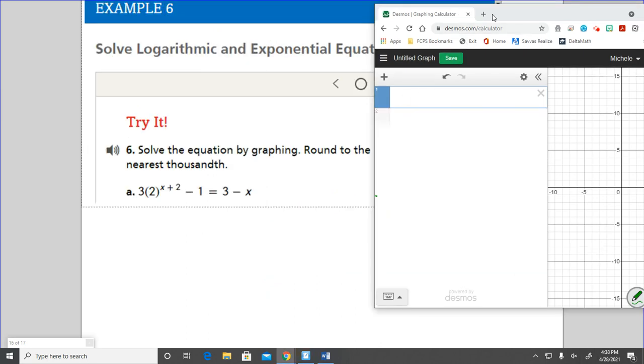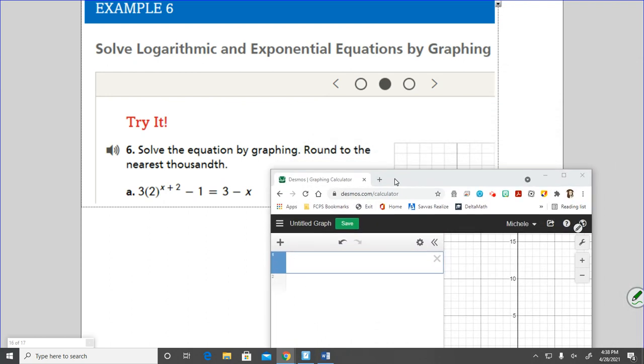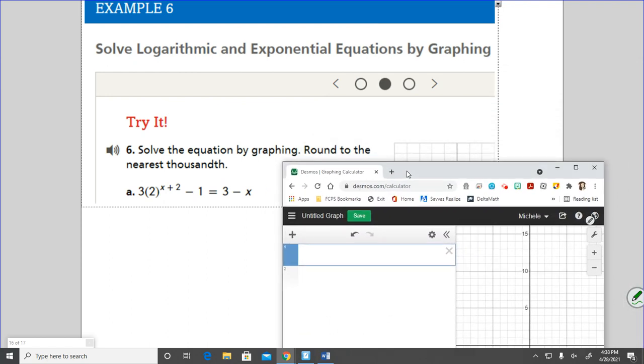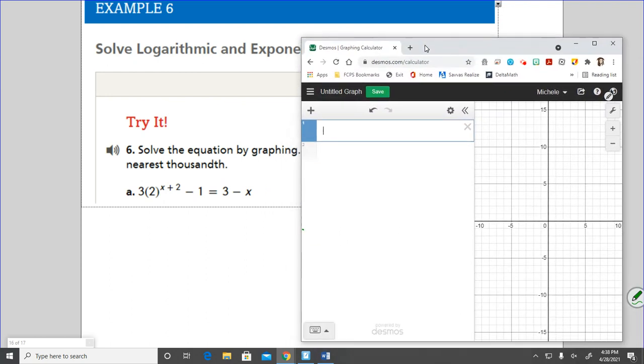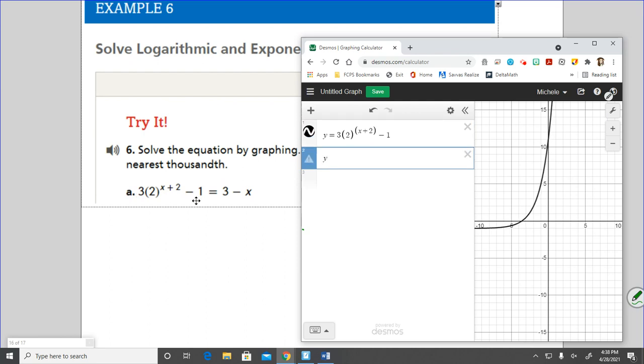The other thing you'll have to do is what example 6 says. It says solve the equation by graphing. So you're going to graph two equations. You're going to graph y equals the left side, so y equals 3 times 2 to the, now you have to use parentheses here, x plus 2 to keep that in the exponent, minus 1. So I'm graphing the left side. Now I'm going to graph the right side, y equals 3 minus x.